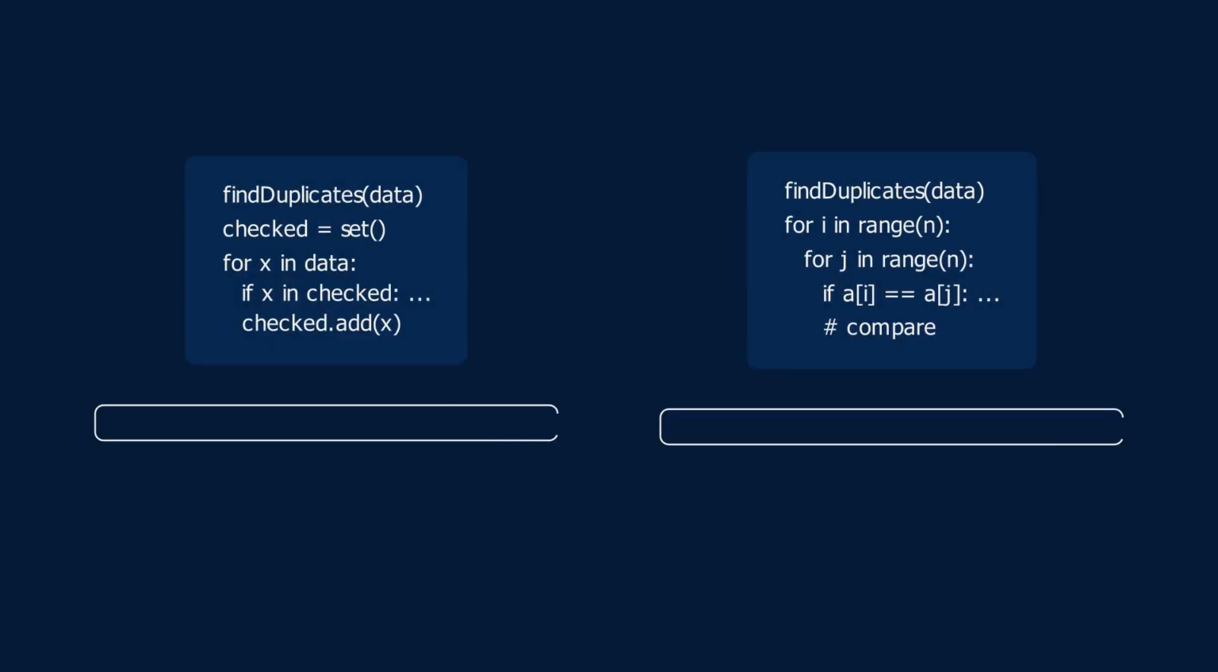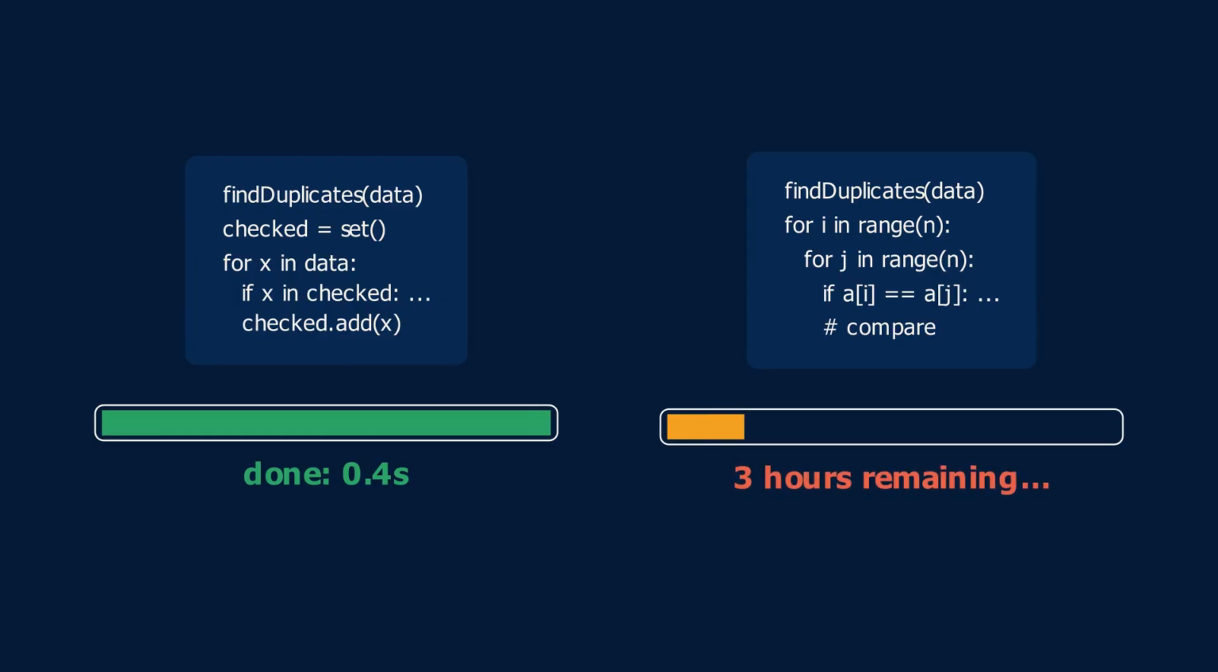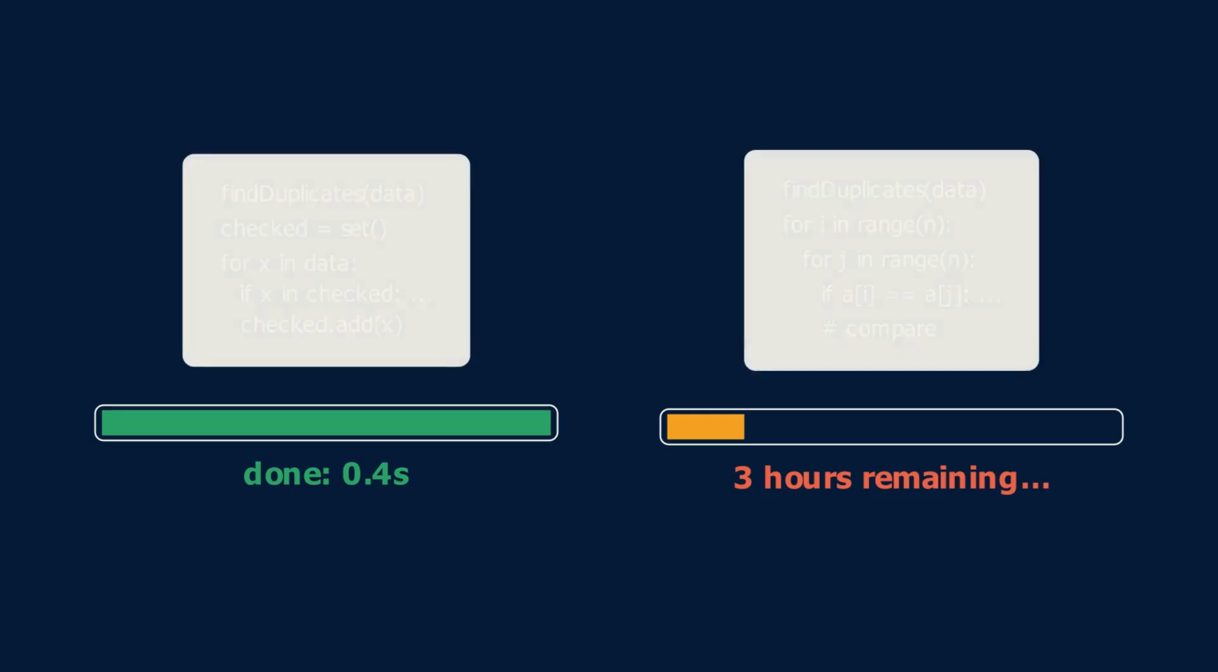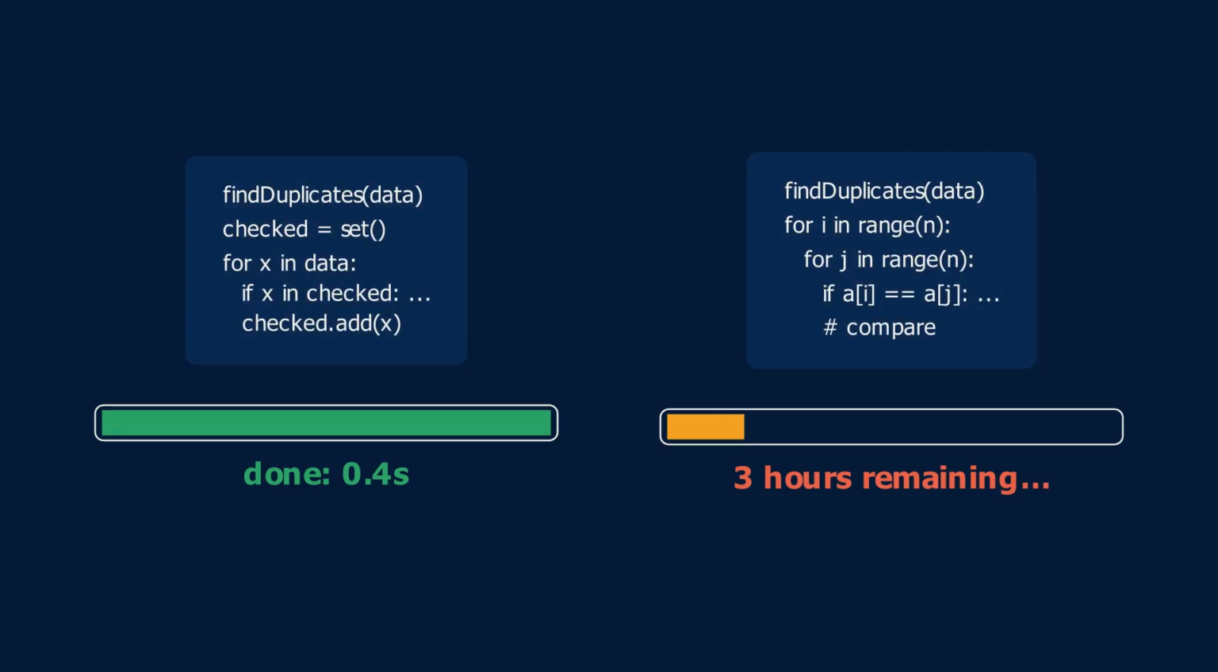These two pieces of code do exactly the same job. One finishes in under a second, the other takes 3 hours. And here's the uncomfortable part. They look almost identical. The difference comes down to one idea: Big O notation. And most tutorials explain it backwards.